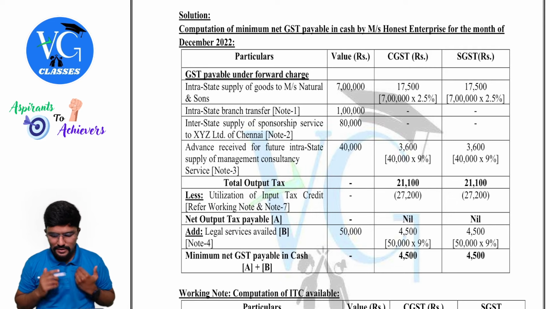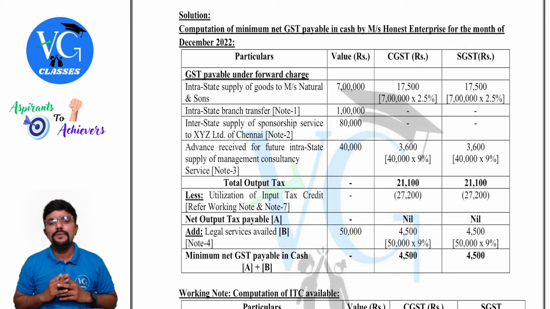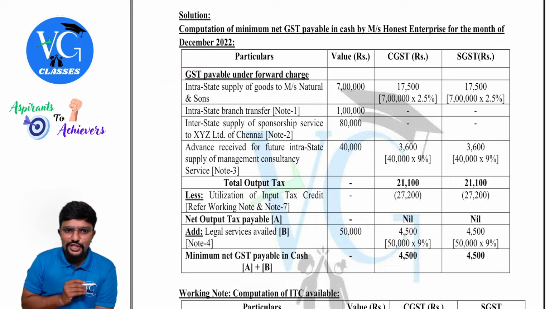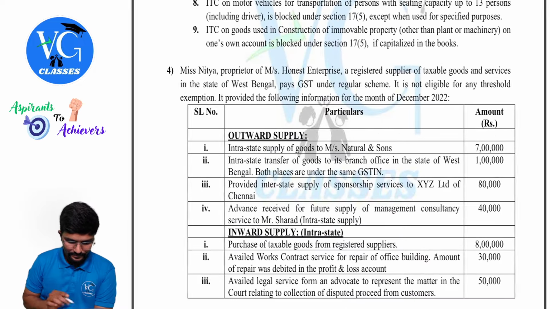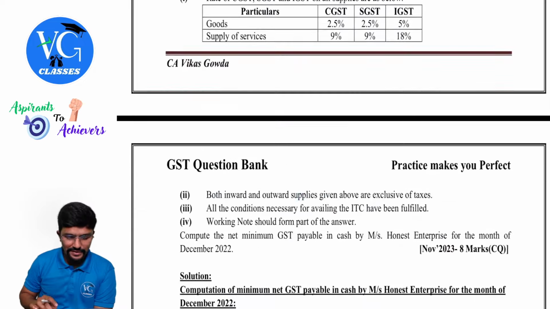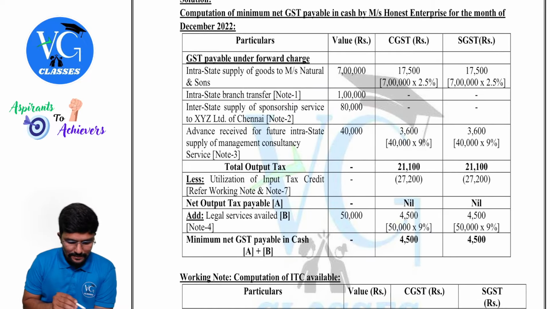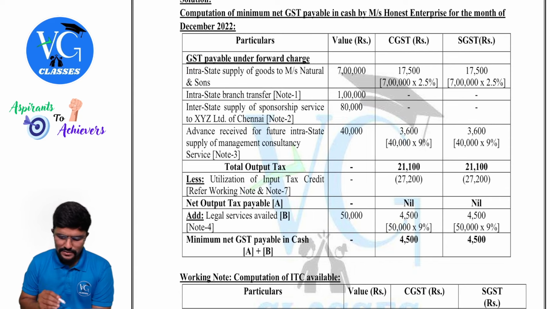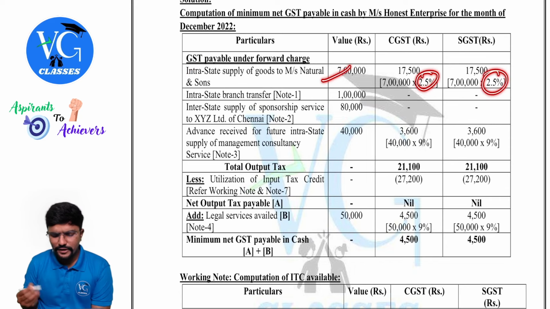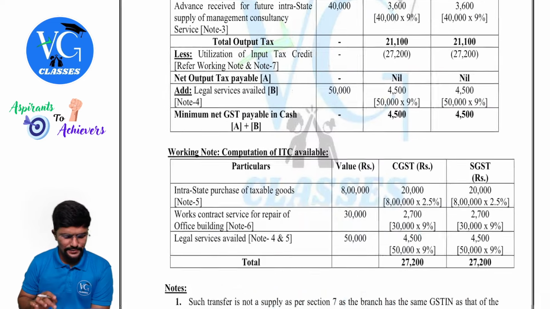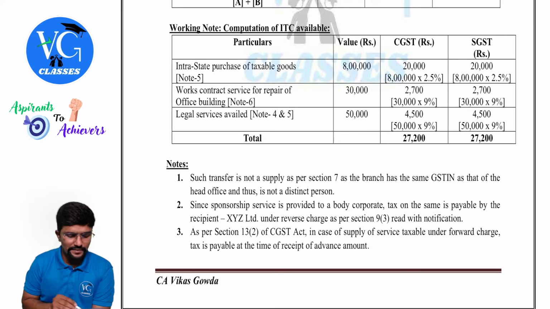Same way, presentation. Computation of minimum net GST payable in cash by Honest Enterprise for the month of December 2022. First, GST payable under forward charge for all this, guys, wherever applicable. Intrastate supply of goods to Natural and Sons on 7 lakh, 2.5, 2.5 for goods. Next, intrastate branch transfer not taxable, as they are not a distinct person. I have given a note.